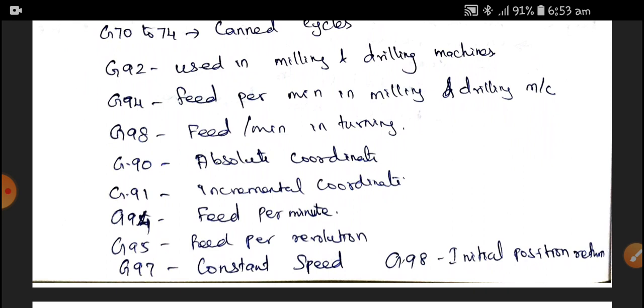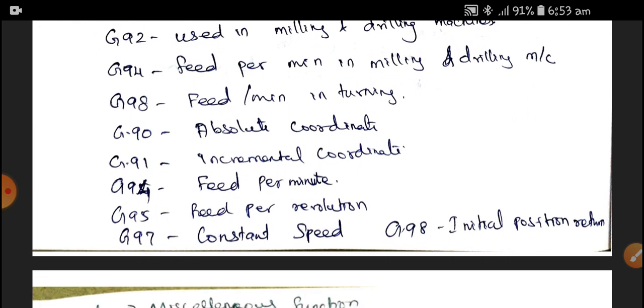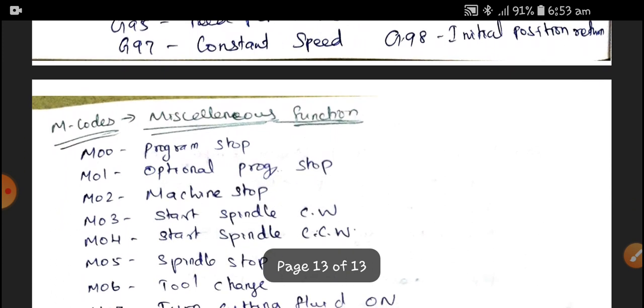G90 absolute coordinate, G91 incremental coordinate, G94 feed per minute, G95 feed per revolution, G97 constant speed, and G98 initial position return. Like that, the miscellaneous function M codes support the machining operation. They are called miscellaneous functions, like starting the program, stopping the program, spindle rotation, and coolant supply. Like that it can be done.